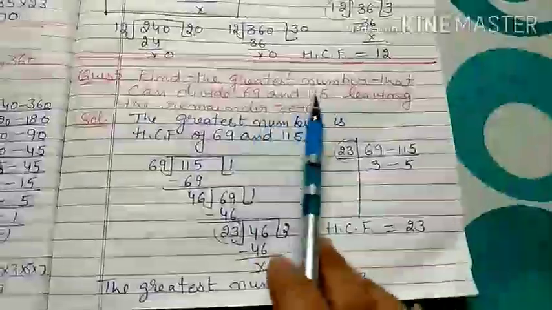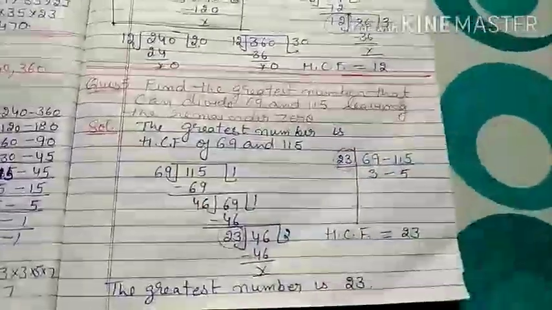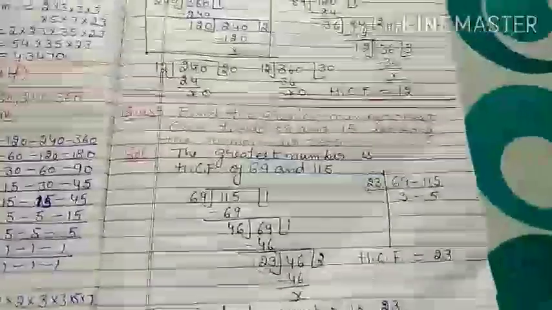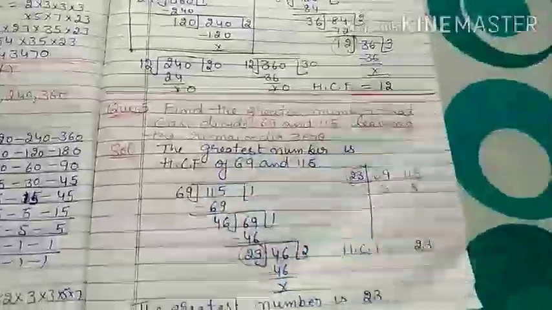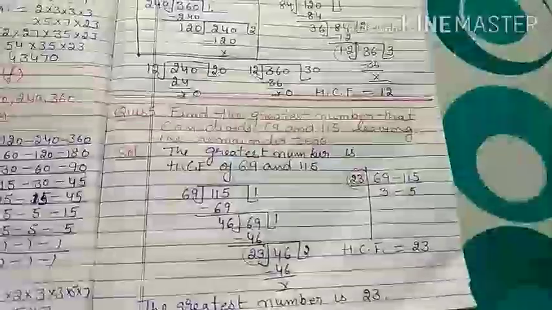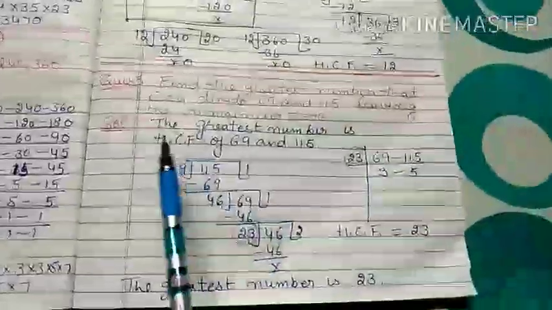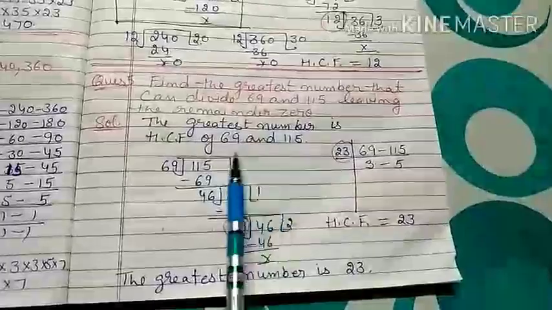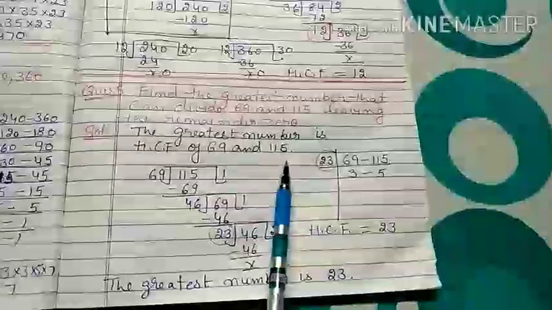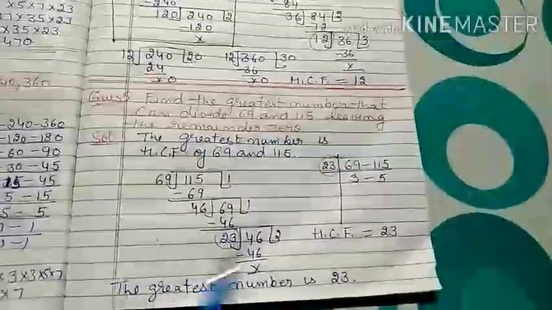Now find the greatest number that can divide 69 and 115, leaving the remainder 0. If there is a condition anywhere in your question to find the maximum number or greatest number, always go with the HCF. But if there is a condition of finding the least number or smallest number, then you go with the LCM. So for finding the greatest number, first we have to find the HCF of 69 and 115. The HCF of 69 and 115 is 23. That means the greatest number is 23.